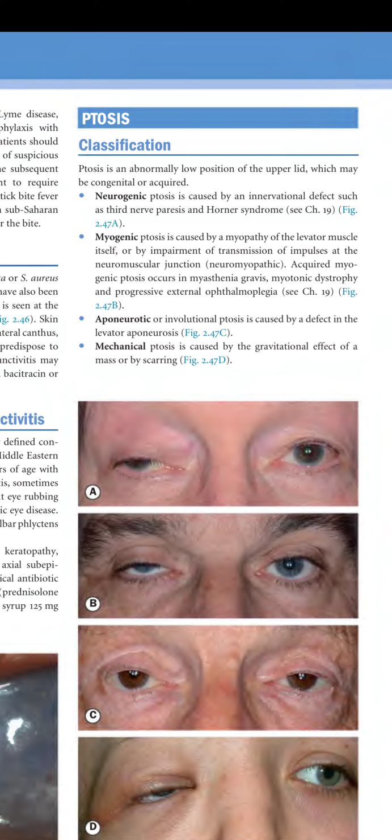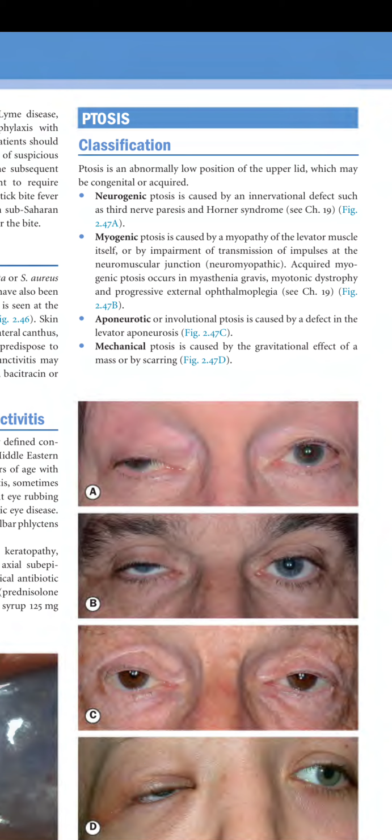For example, in Horner syndrome, when the sympathetic innervation is defective, there will be a lower position of the eyelid because the Muller muscle is not getting innervated. And in third nerve paralysis, basically the levator muscle is not getting innervated, so there will be ptosis in that case. So these are the neurogenic causes of the ptosis.